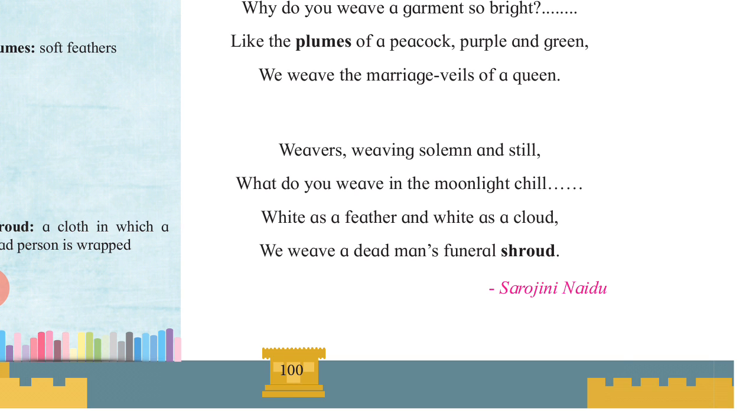At the last line, the poet described the life philosophy of human life. We weave a dead man's funeral shroud. Weavers are weaving the cloth which is mostly used at the end of human life. Means when anybody is dead, at that time we use it for the funeral ceremony, and it is called the shroud. So it is white cloth.